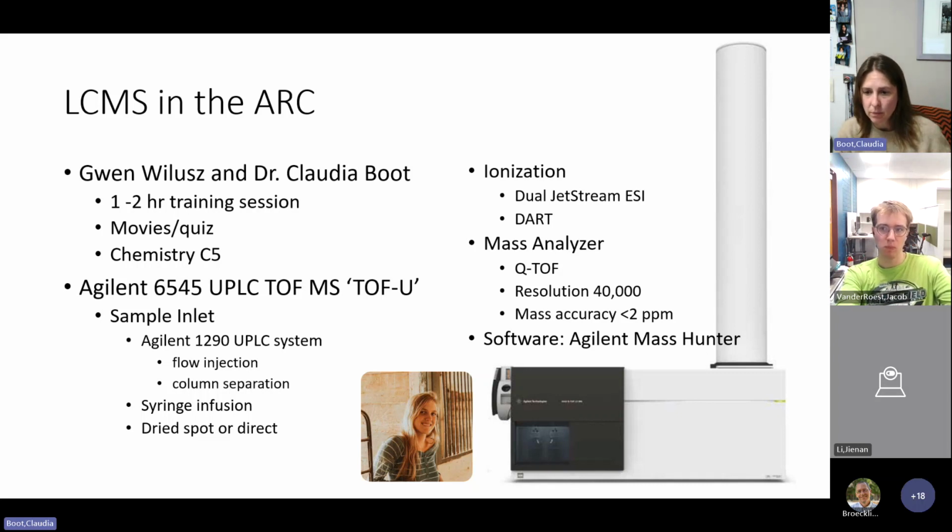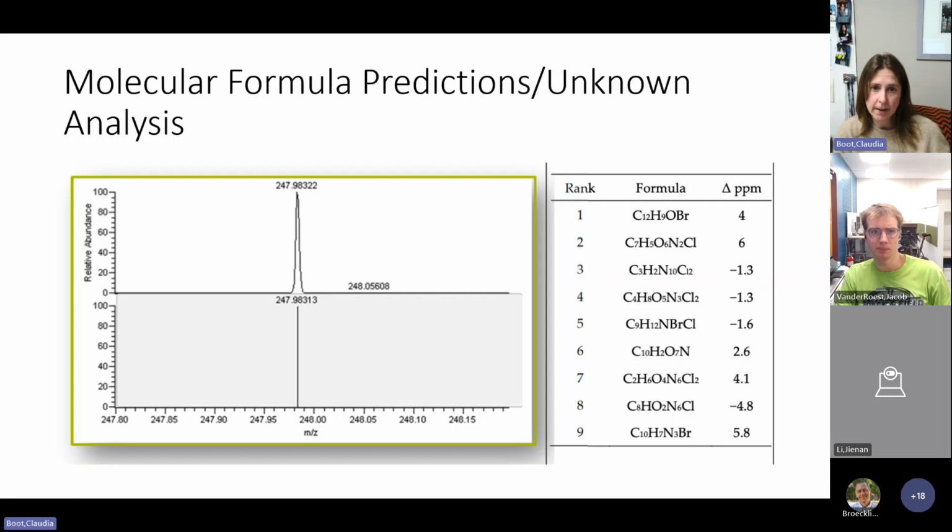So what people typically want to do with this system is structure elucidation or compound confirmation. And so they're really interested in molecular formula prediction and unknown analysis.